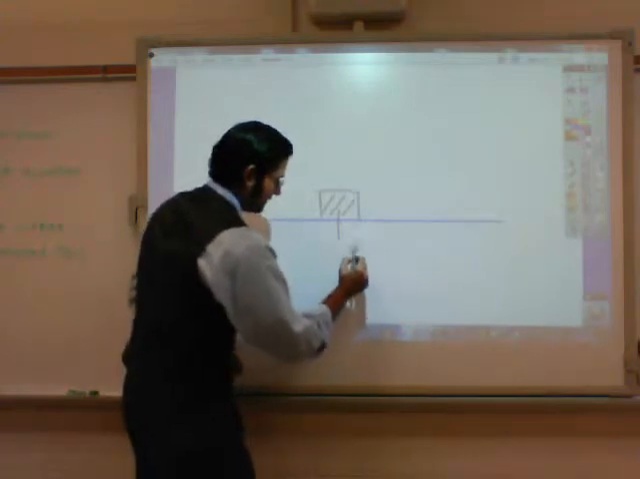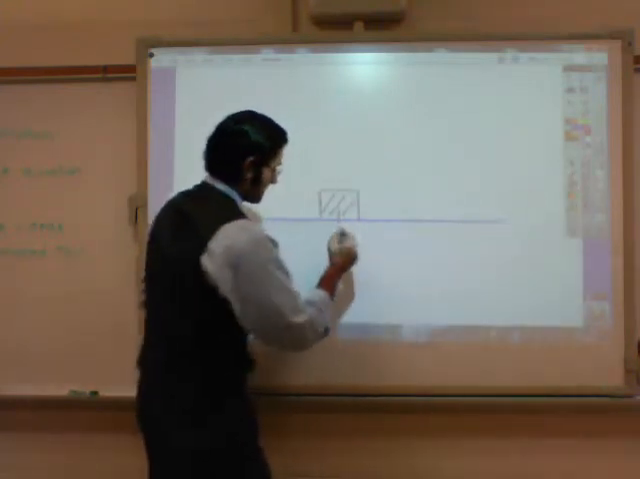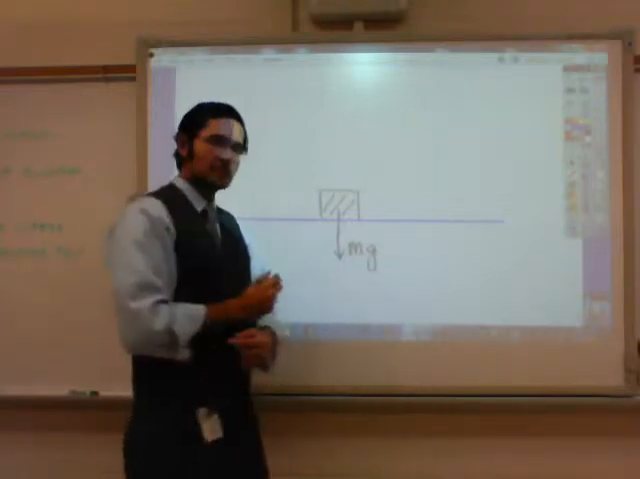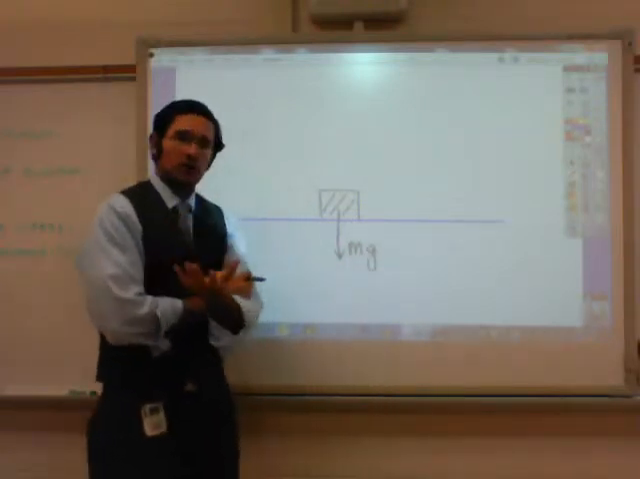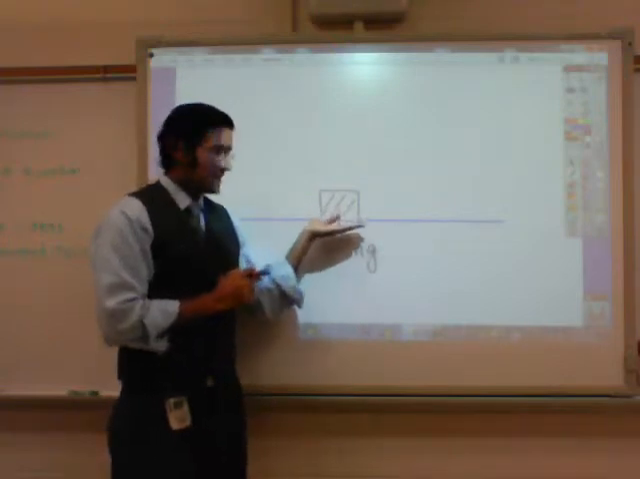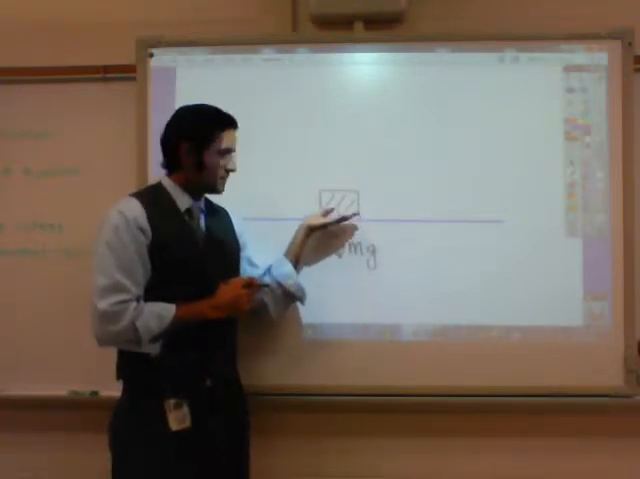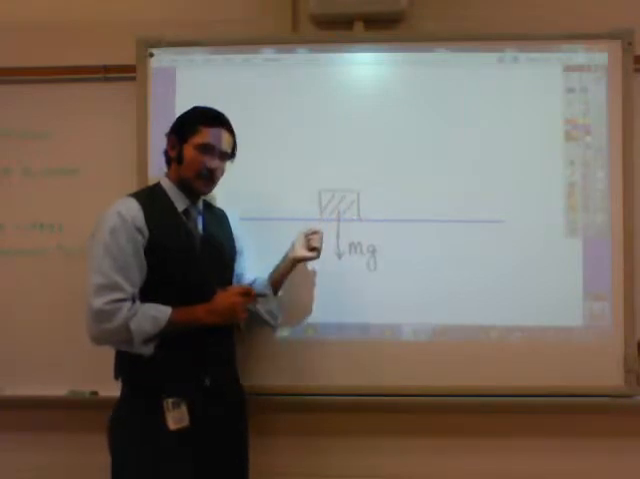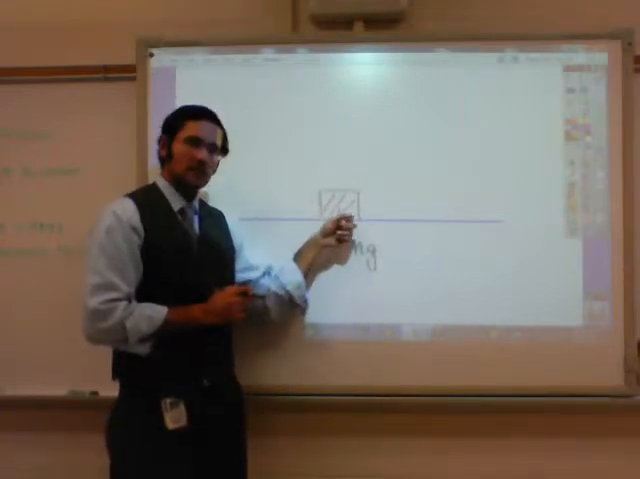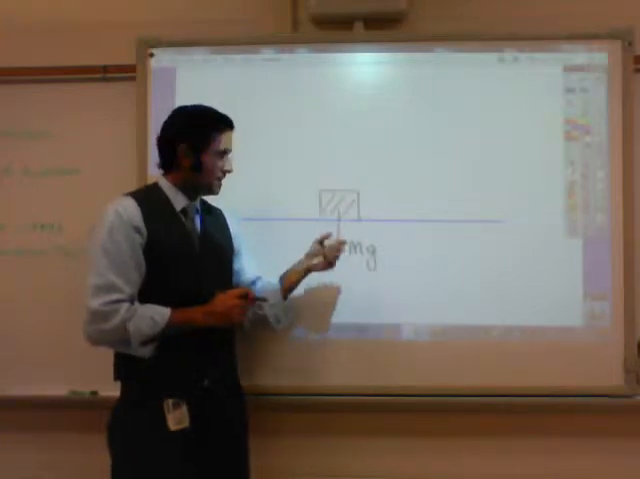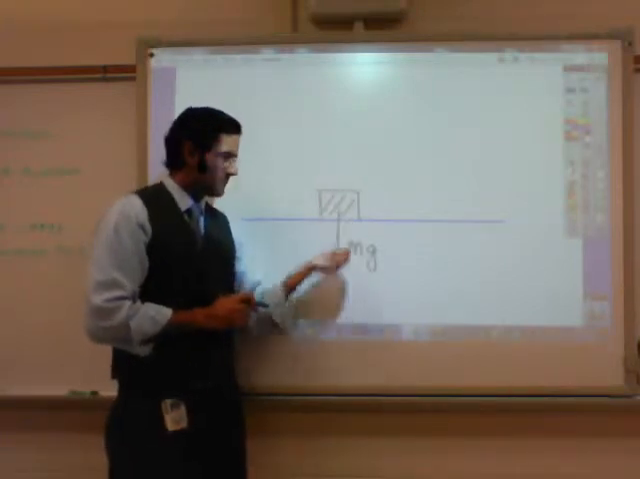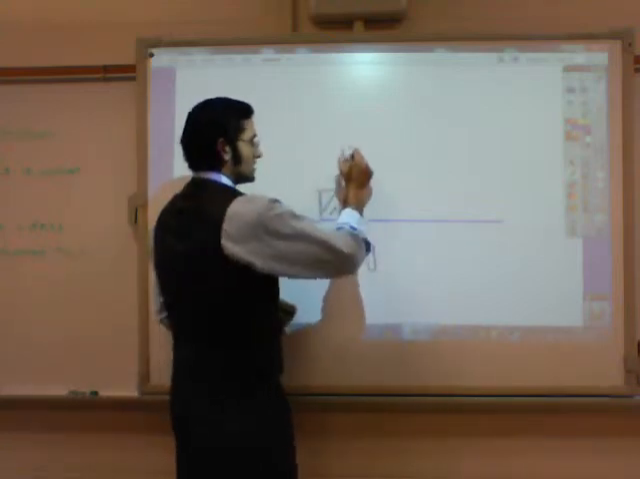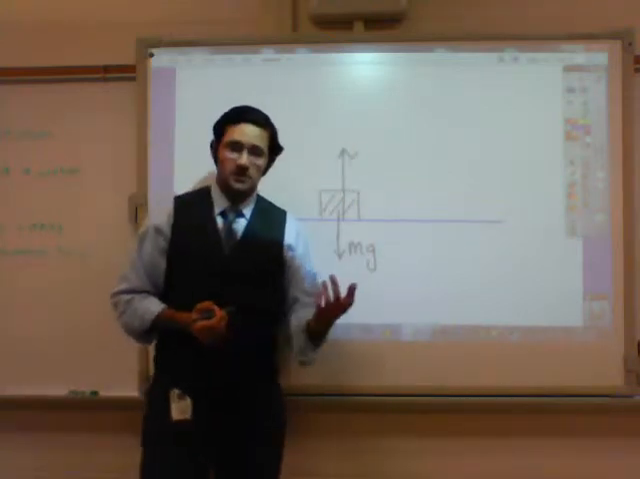So the force of gravity is pushing the box down. Now, does the box actually go down? No. In this case, the surface is strong enough to prevent the box from going down. If the surface is strong enough to prevent the box from going down, then that means the surface is exerting a force on the box as well. The force of gravity is trying to push the box down, but if the surface can hold the box in place, that means the surface is pushing the box in the opposite direction.